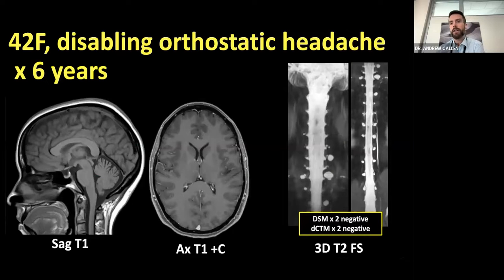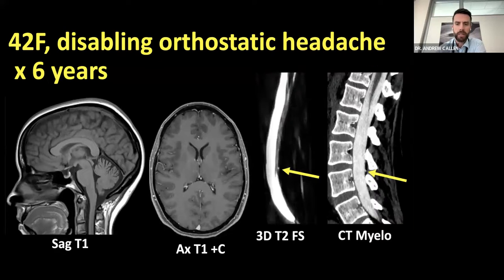Let's go outside of just the context of epidural edema and look at dural irregularities as well. This is a 42-year-old woman who suffered from disabling orthostatic headache for 6 years. Her brain MRI showed no findings of SIH. She had numerous enlarged meningeal diverticula, which led to multiple institutional workups with DSMs, dynamic CTMs, looking for CSF venous fistula or ruptured meningeal diverticulum, all of which was negative.